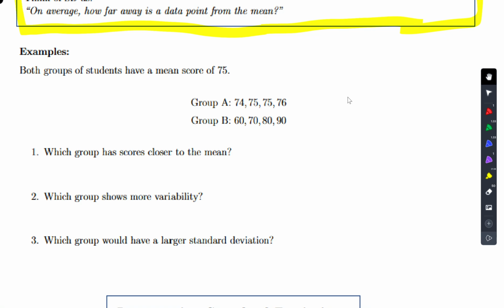Mostly close together or not. Okay. So essentially, both of these groups have a mean score of 75. So they have an average score of 75. A standard deviation mostly focuses on the average value.